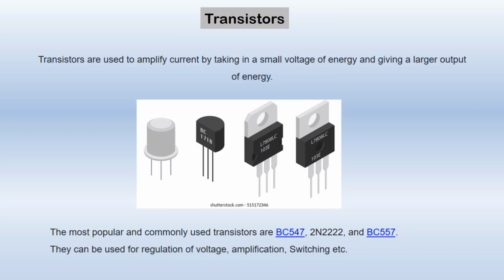So transistors are used to amplify current by taking in a small voltage of energy and giving a larger output of energy. The most popularly and commonly used transistors are BC547, 2N2222 and BC557. The transistor can be used for voltage regulation, for amplification and for switching purposes. There are different types of transistors with us.